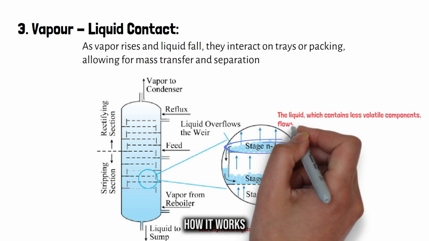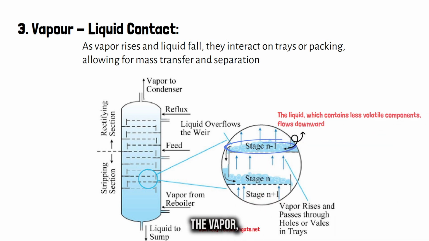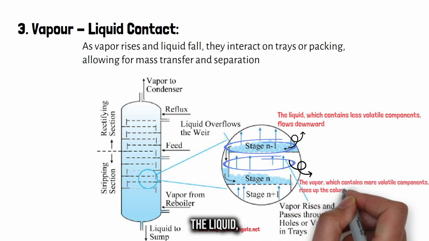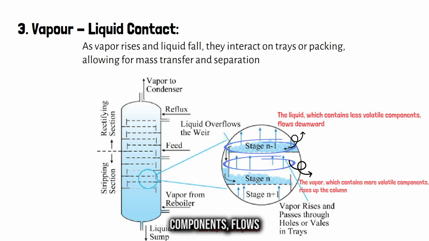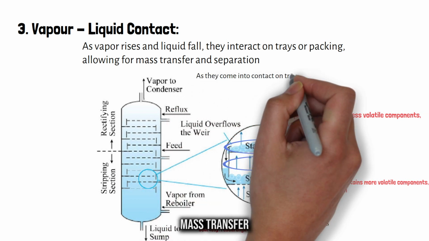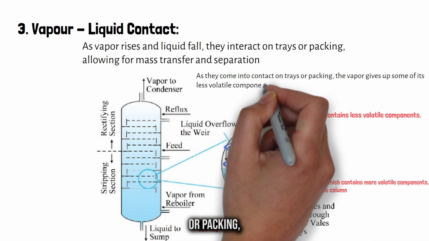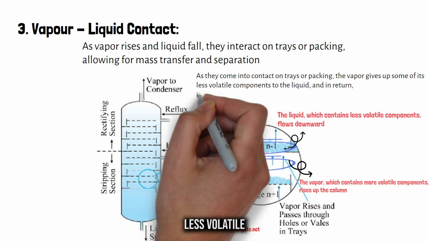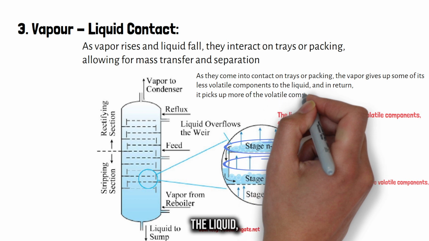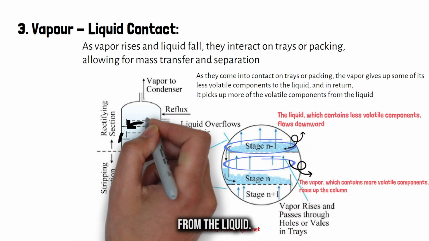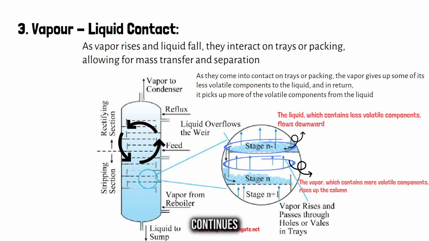How it works. Rising vapor. The vapor, which contains more volatile components, rises up the column. Descending liquid. The liquid, which contains less volatile components, flows downward. Mass transfer. As they come into contact on trays or packing, the vapor gives up some of its less volatile components to the liquid, and in return, it picks up more of the volatile components from the liquid. This exchange continues as the vapor and liquid move through the column.